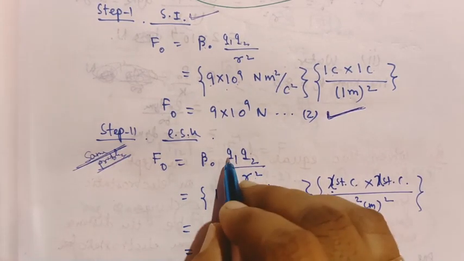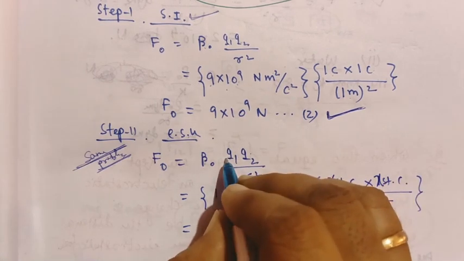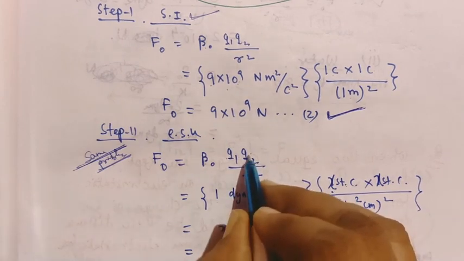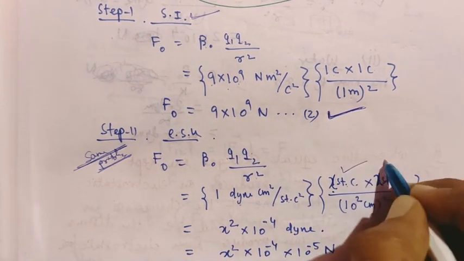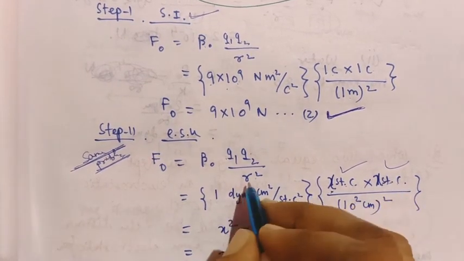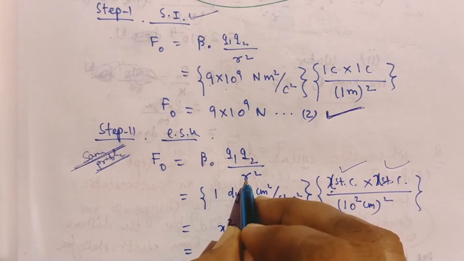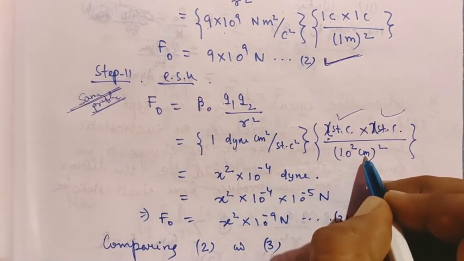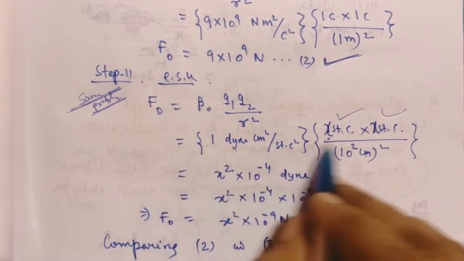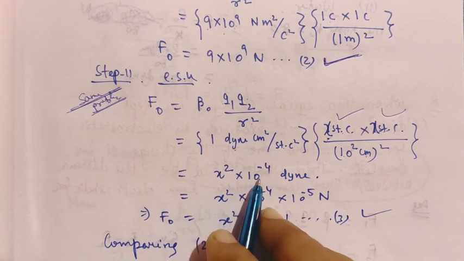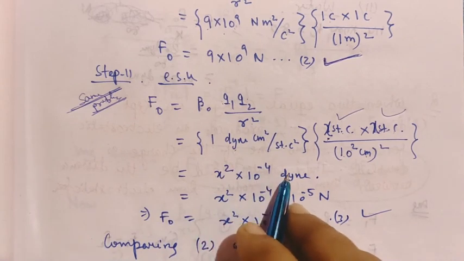Q1, what will we write here? We are given 1 coulomb in SI unit. In CGS unit, what will happen? X stat coulomb, we do not know what X is. Similarly, Q2 is equal to X stat coulomb. This is important: instead of 1 coulomb, you write X stat coulomb. Similarly, for R, you have taken 1 meter, but you have to take here 10 to the power 2 centimeter. Now you solve the problem. Answer is x square into 10 to the power minus 4 dyne.